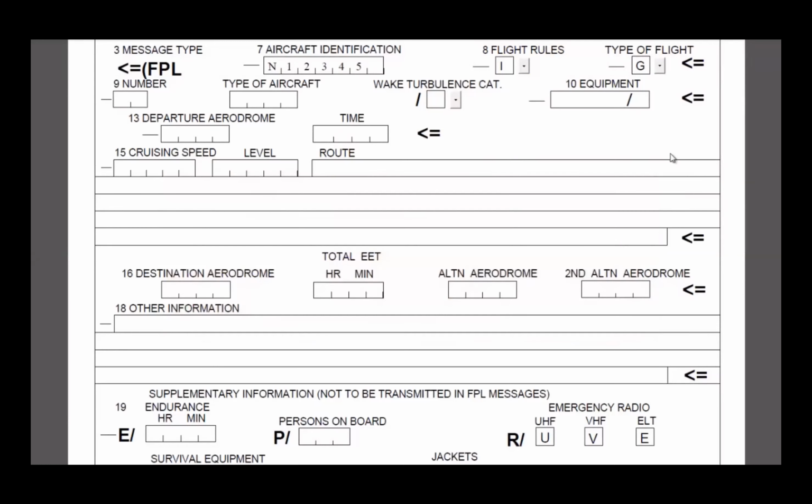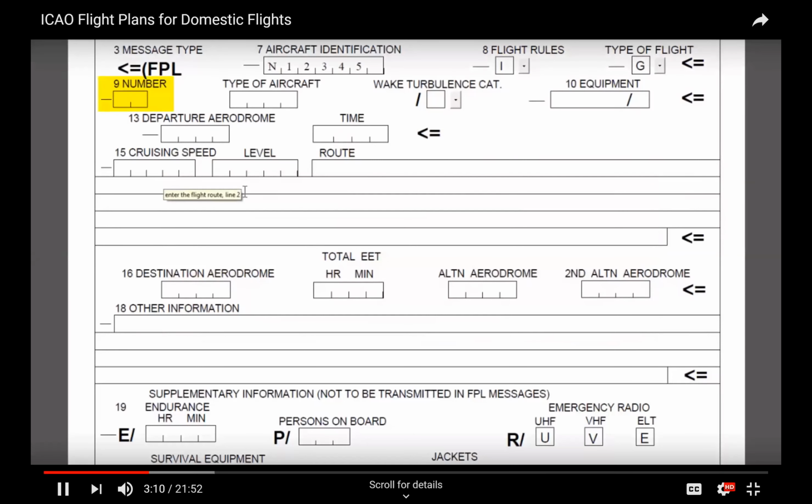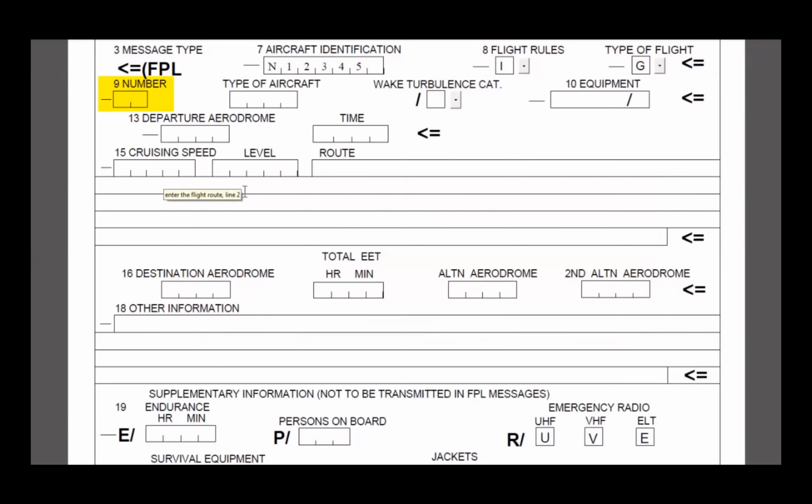So you can see that we would be using G most of the time or all the time for a general aviation flight. Item 9, they want the number of the aircraft in the flight plan here. You can leave this blank and it will default to 1, or you can put a 1 in the box. But if you're doing formation flying with other aircraft, you would put the number of aircraft in formation in this box. So we'll just leave it blank here, but you could put 0, 1 right there if you wanted to. But if you were flying with anybody else, you would have to put the number of aircraft in that position.